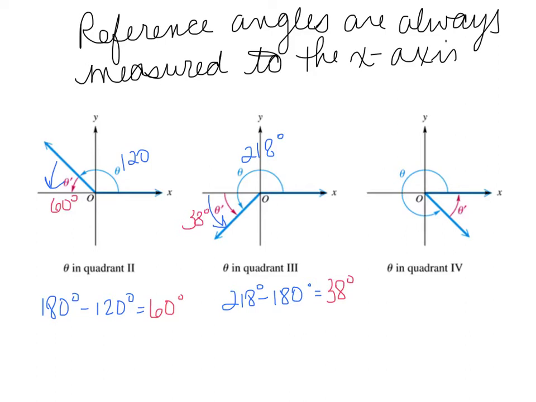And then in this last example, we could say this angle is 307 degrees. So here I need to go from 307 all the way around to the 360 degree mark. And that one is 53 degrees. Please note that these reference angles are always positive.